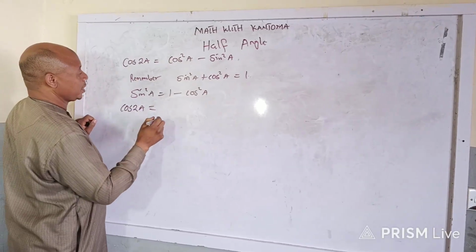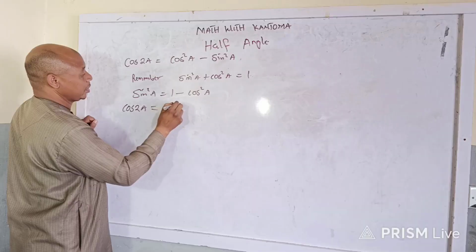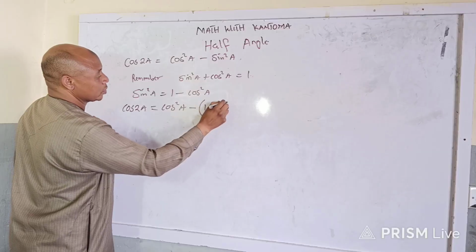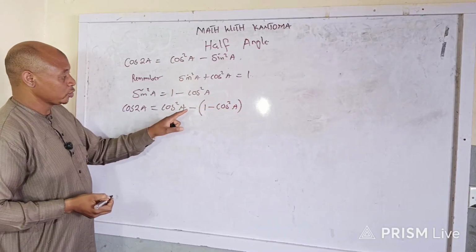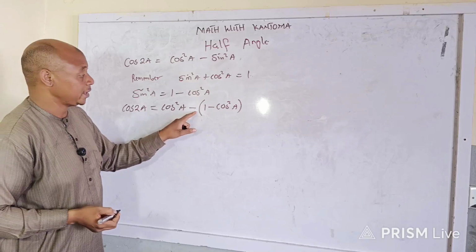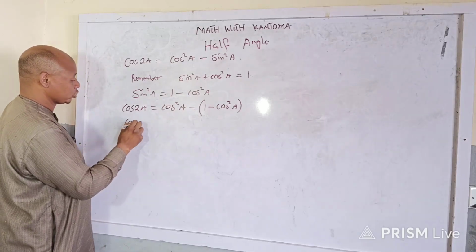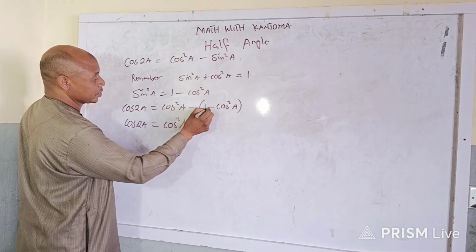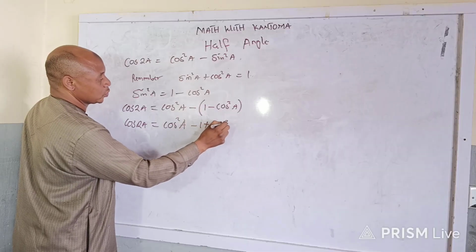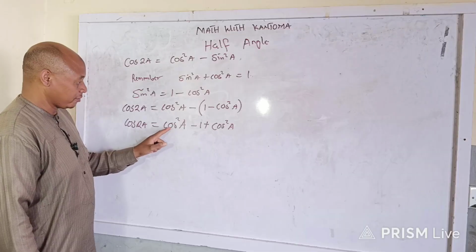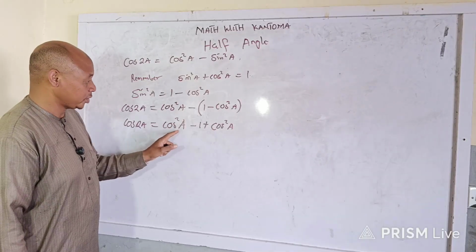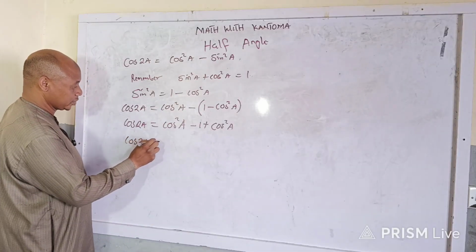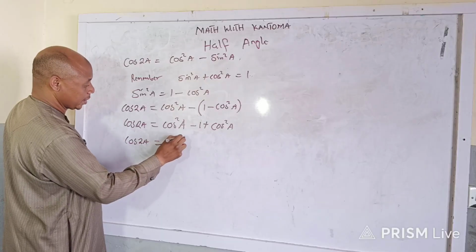So now by substitution we say cos 2a is now equal to, instead of sine square a, I will have cos square a minus this. So I'm going to open the bracket 1 minus cos square a. So now I'm going to open this bracket with respect to the negative sign here. So if I open the bracket, I will have cos 2a is now equal to cos square a minus 1, minus times minus is plus cos square a. So now I have cos square a and cos square a are alike, so I can add these two together.